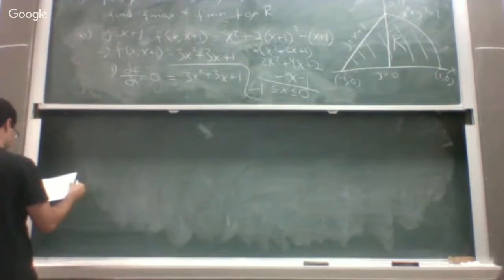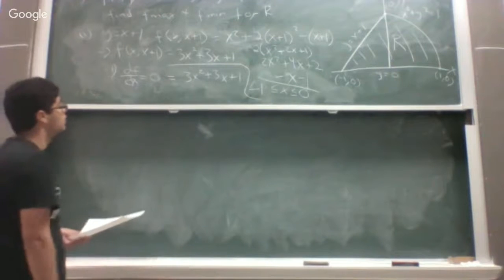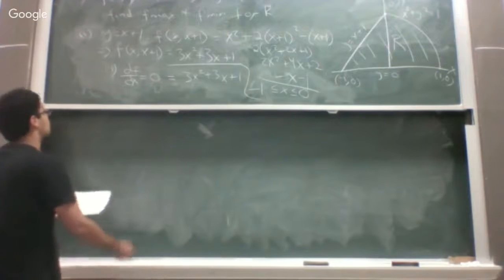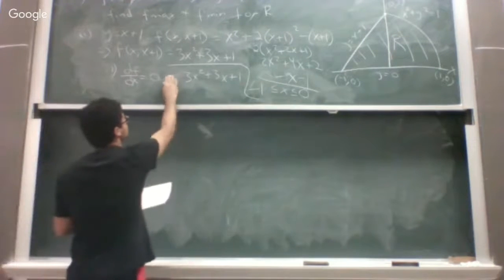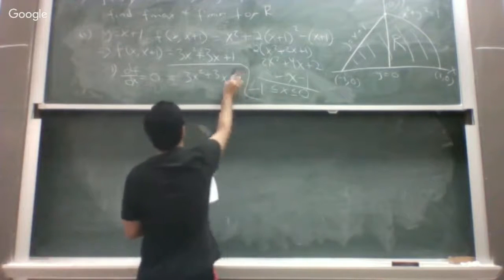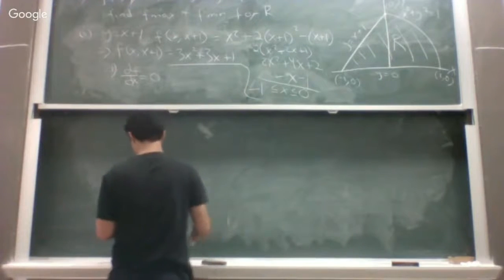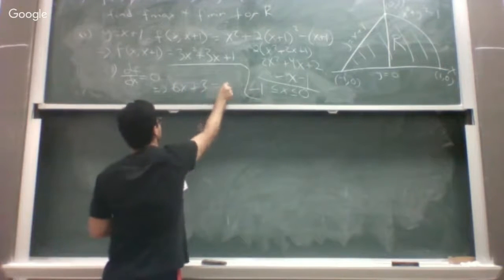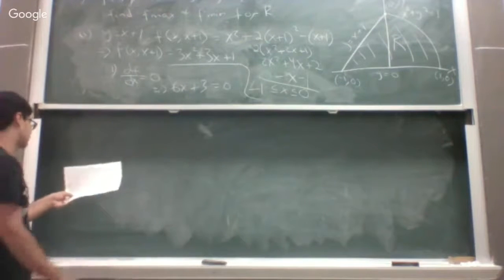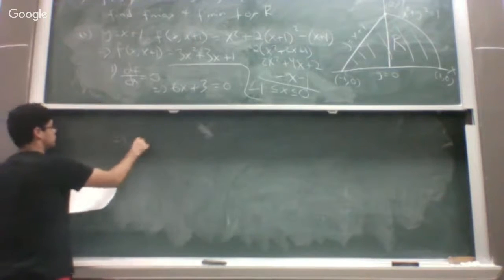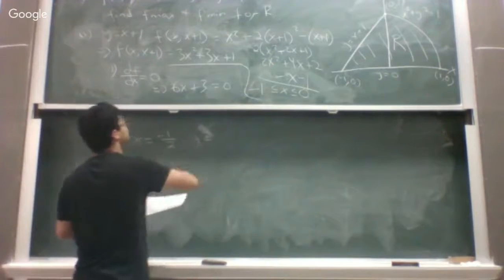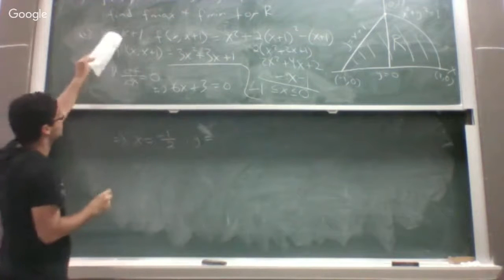We set that equal to, okay. Sorry, I wrote that. What is the derivative equal to? 6x plus 3. Right. So then x is equal to what? Negative 1/2. y is equal to positive 1/2 because we plug it in there.